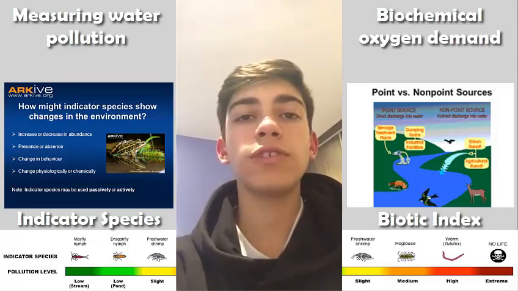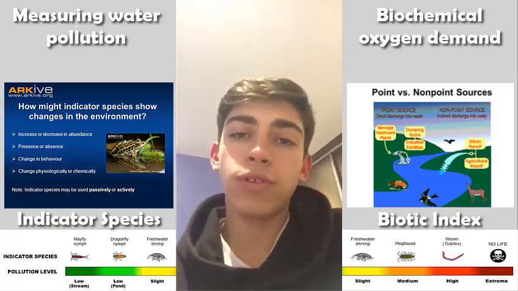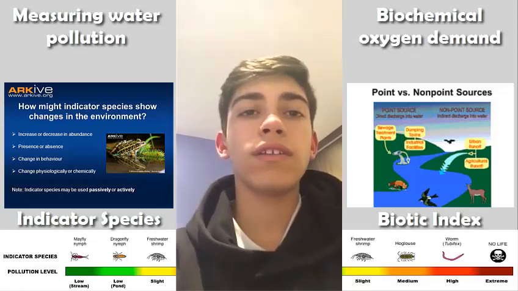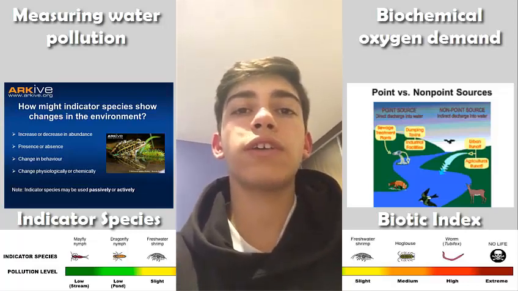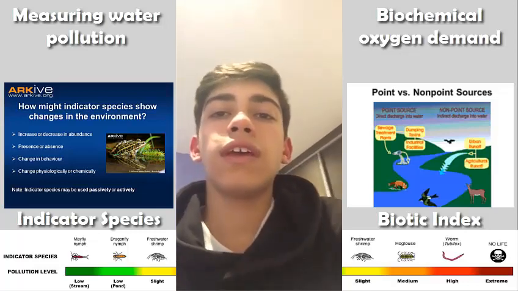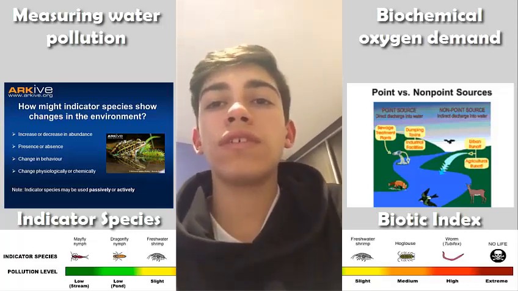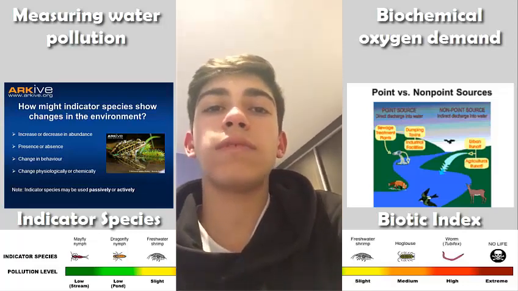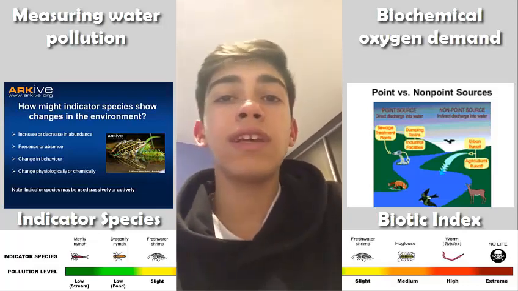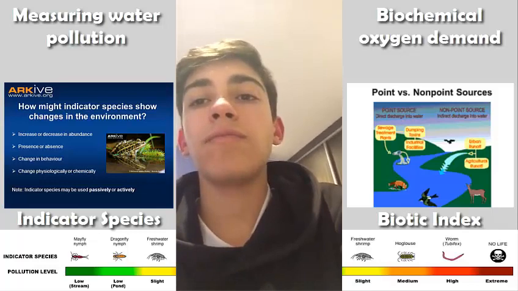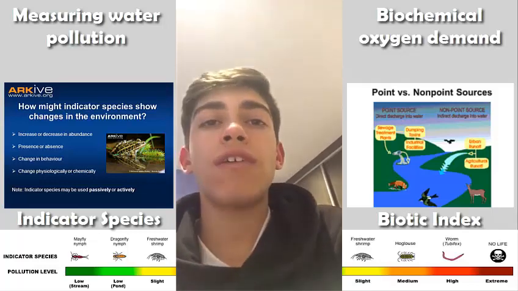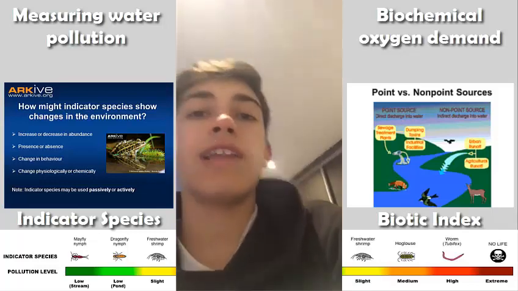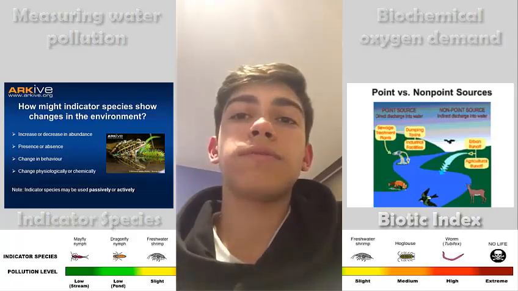There are two types of measuring water pollution. One is using biochemical oxygen demand. This measures the amount of dissolved oxygen required to break down the organic material in a given volume of water through aerobic biological activity by microorganisms.